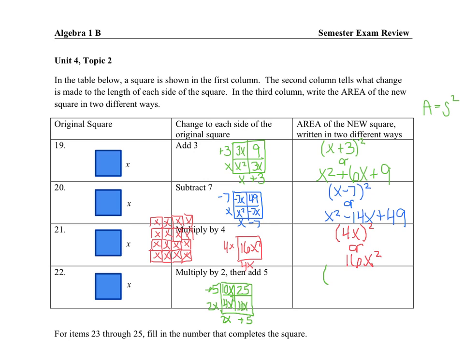So I can write it as my side length, 2x plus 5 squared, or I can write what my area is made up of, which is 4x squared plus 20x, 10x plus 10x, plus 25. And there's my table.